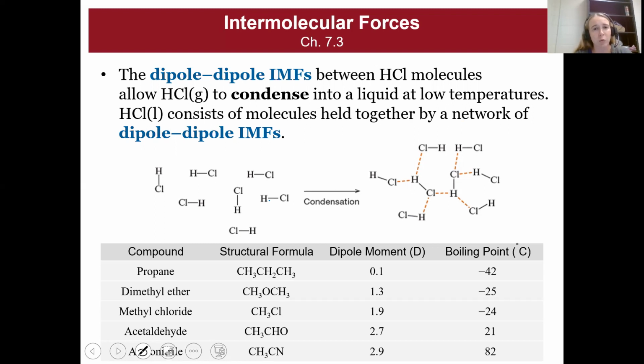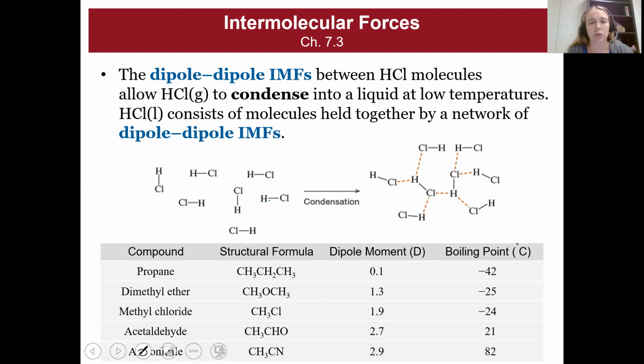So gases have weak forces between them. Liquids have stronger forces between them. So if we have strong dipole-dipole forces, like we do in HCl, it's got a pretty nice dipole, then our gas condenses into a liquid and we have liquid HCl at low temperatures. That is its natural state at like room temperature.